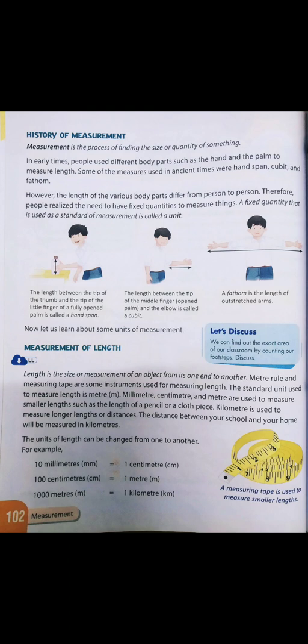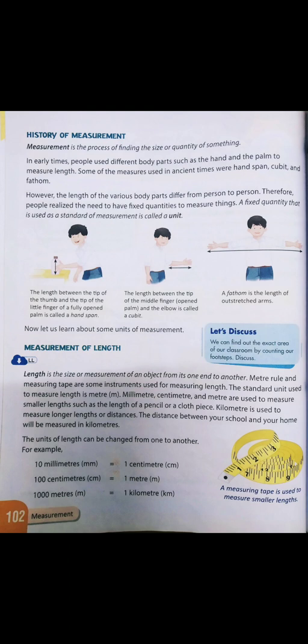In olden days, people used their different body parts to measure length. Some of the measures used in those days were hand span, that is the length between the tip of the thumb and the tip of the little finger of a fully opened palm. अगर अपना पूरा हाथ खोलकर आप मेज़र करेंगे तो थंब की टिप से लेकर छोटी उंगली की टिप तक जो डिस्टेंस है that is called hand span.